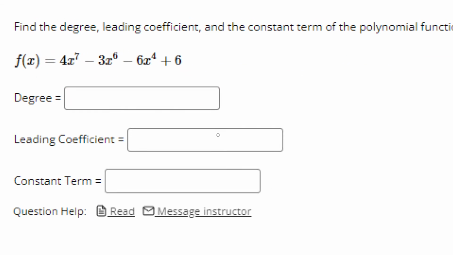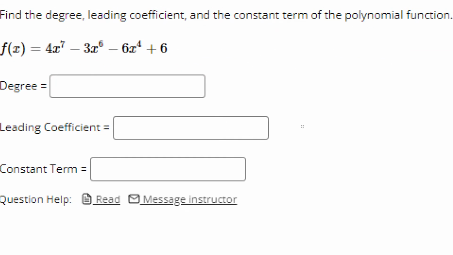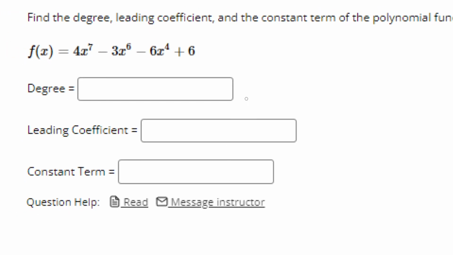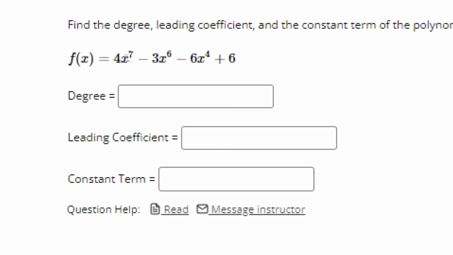This one is asking us to find the degree, leading coefficient, and the constant term of the polynomial. Now, if you remember, the degree is going to be the highest, so 7 is our degree. Our leading coefficient is the number that's attached to our highest degree term, so it's going to be 4. And the constant is going to be the one with no variable attached, so it's going to be 6.